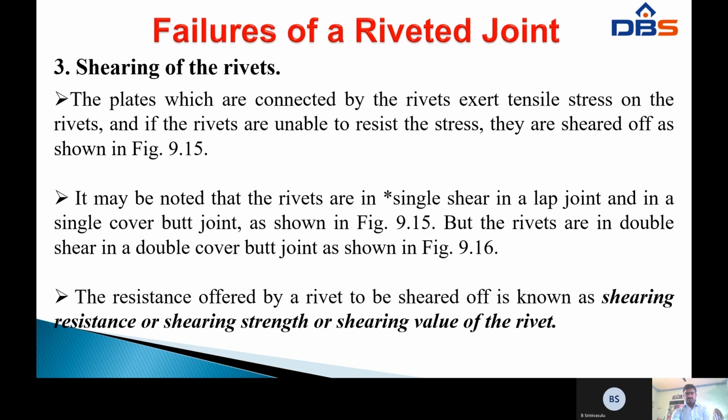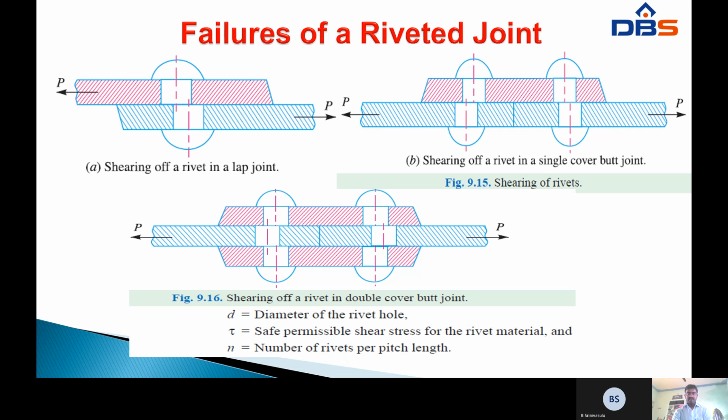Now, the failures of riveted joints. These are the shearing of a rivet in a lap joint, showing the two mating parts of the rivet hole, and the single shear of a rivet in a single cover butt joint. Next, d equal to the diameter of the rivet hole, tau equal to the permissible shear stress of the rivet material, and n equal to the number of rivets per pitch length.